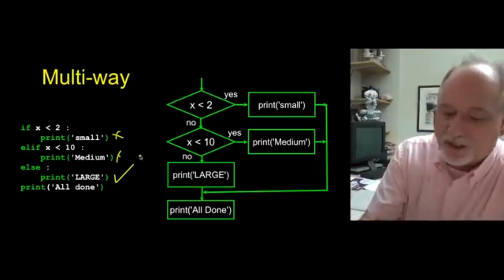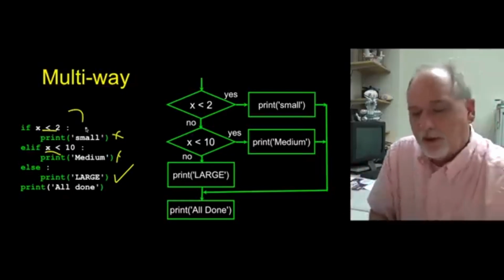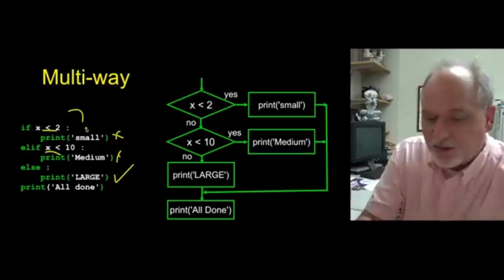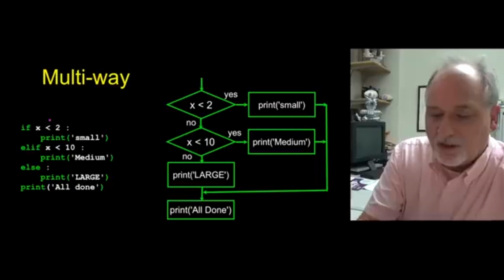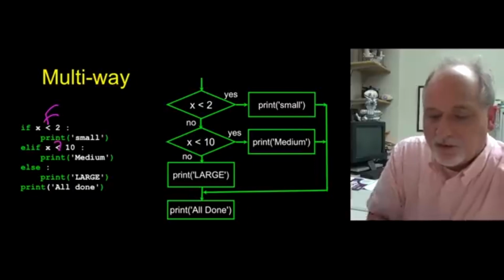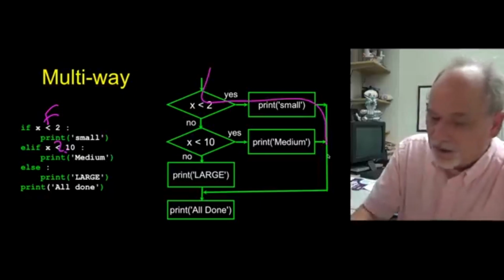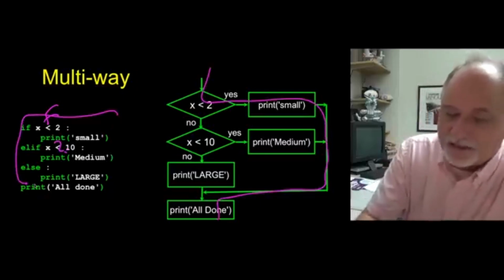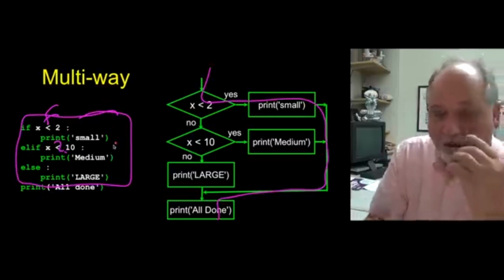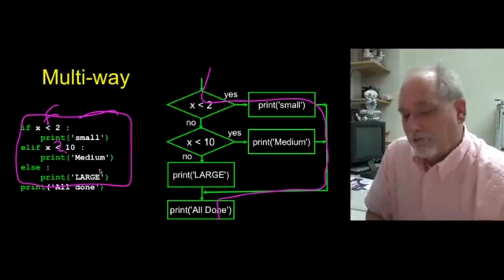But the important thing is it checks these questions in order, and it doesn't check the second question until it knows the first question is false. So if the first question is true, you're done with the whole block at that point. So only one of these three is going to execute in that block.